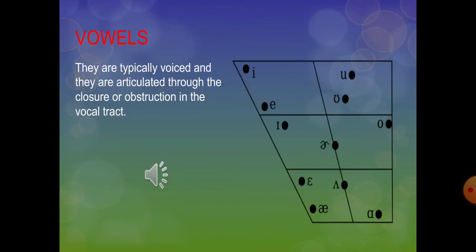Vowels are typically voiced. They are articulated without closure or obstruction in the vocal tract. In order to describe vowel sounds, we consider the way in which the tongue influences the shape through which the airflow must pass. To talk about the place of articulation, we think of the space inside the mouth as having a front versus a back and a high versus a low area.